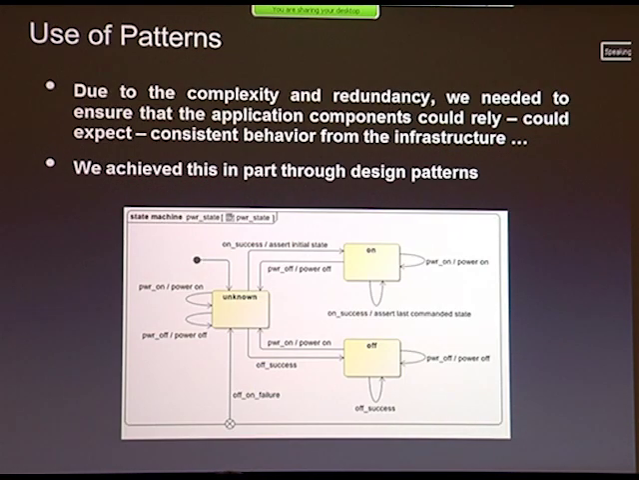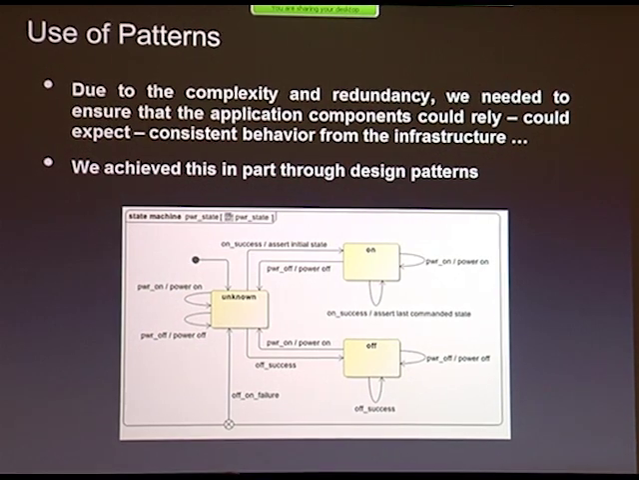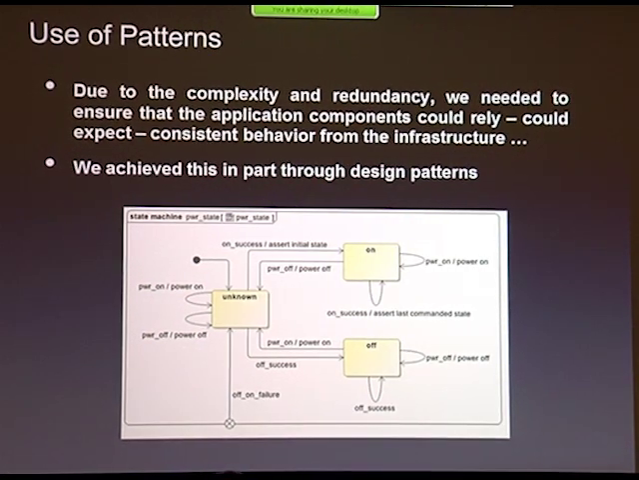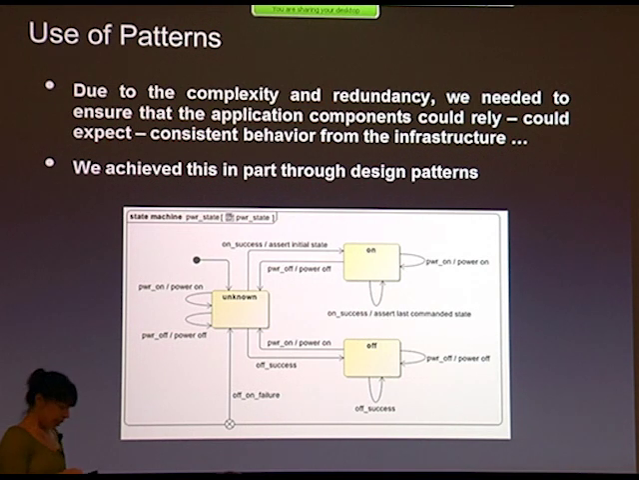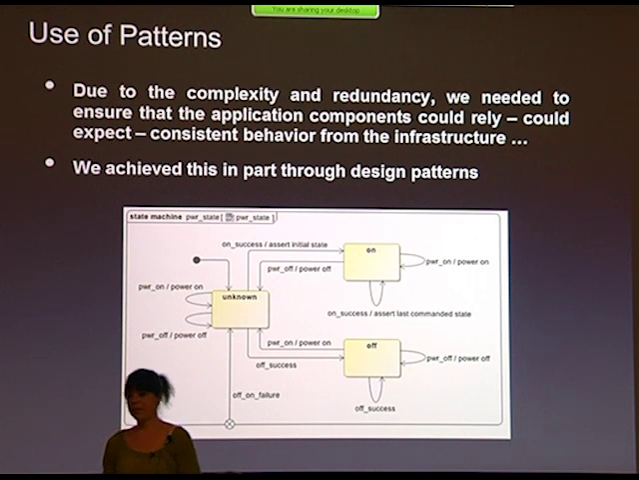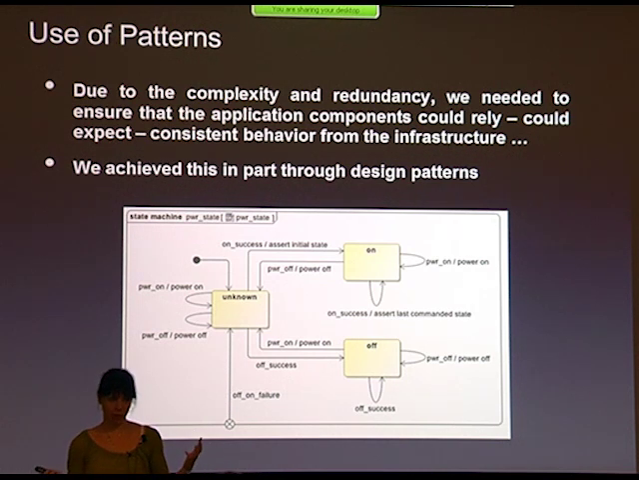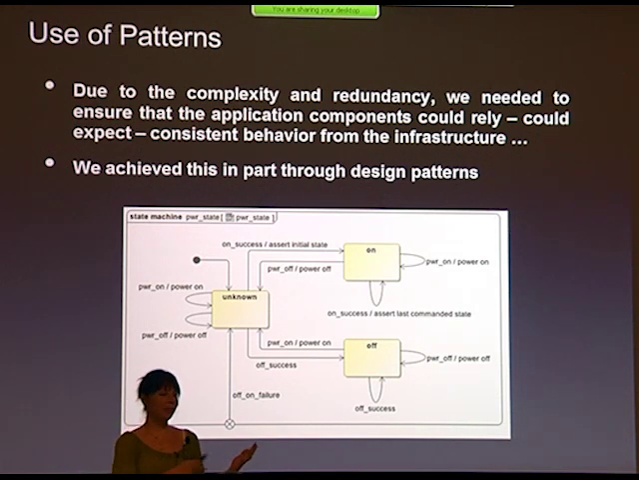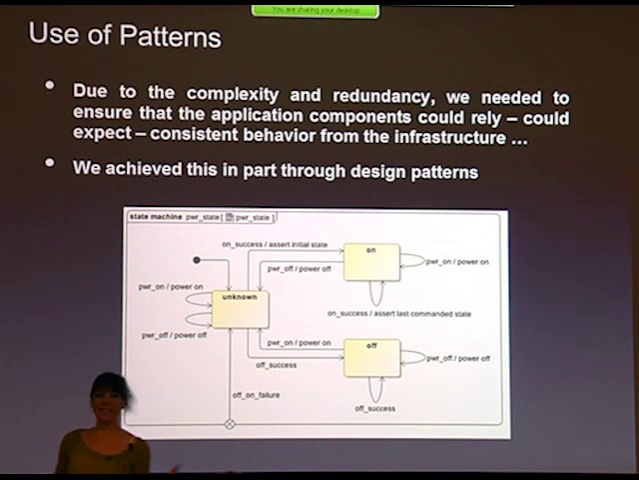Use of patterns. All right, so you've seen this is a very complex rover, tons of redundancy. We needed to ensure that these application components could expect consistent behavior throughout the infrastructure. And we were able to accomplish this through the use of patterns. I'm going to give you 2 examples. As you've seen, this thing is really complex. Hundreds of switches. Hundreds of redundant switches to all the different pieces throughout the spacecraft.